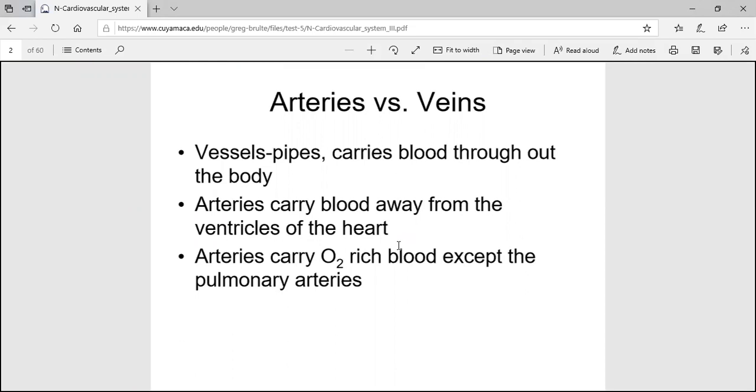So most arteries are oxygenated, but there are exceptions, because think about the pulmonary artery or the pulmonary trunk that goes into the pulmonary arteries. Those are deoxygenated because they're going to the lungs to get oxygenated. Then you have pulmonary veins that are going back to the left atrium, and those are full of oxygen. So generally, arteries are oxygenated, veins are deoxygenated, but there are exceptions.